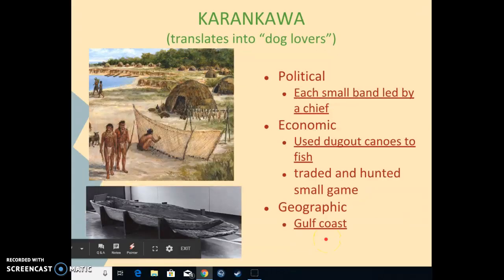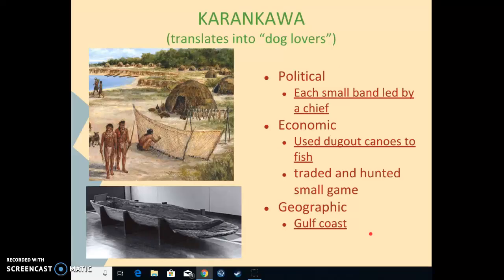Another one is the Karankawas, the dog lovers. They based themselves on the coast, but they did move inland during the winter, and they hunted deer and other animals that were very abundant in that area. They used dugout canoes to fish out in the Gulf, and trading and hunting was one of the big things that kept their tribes alive.